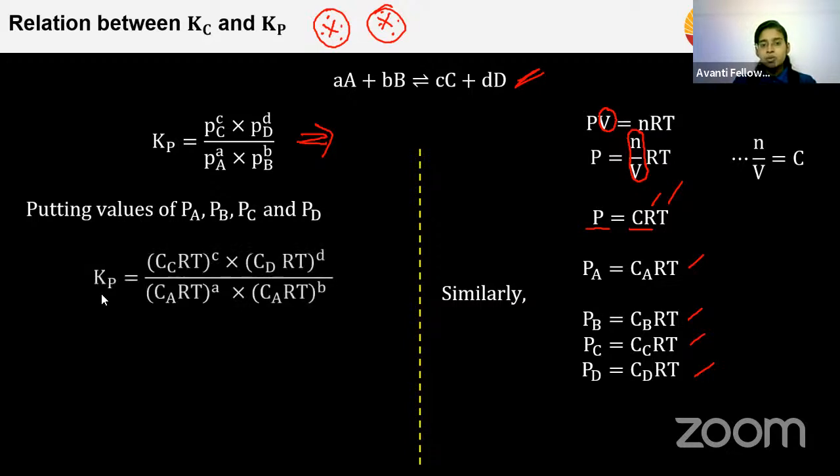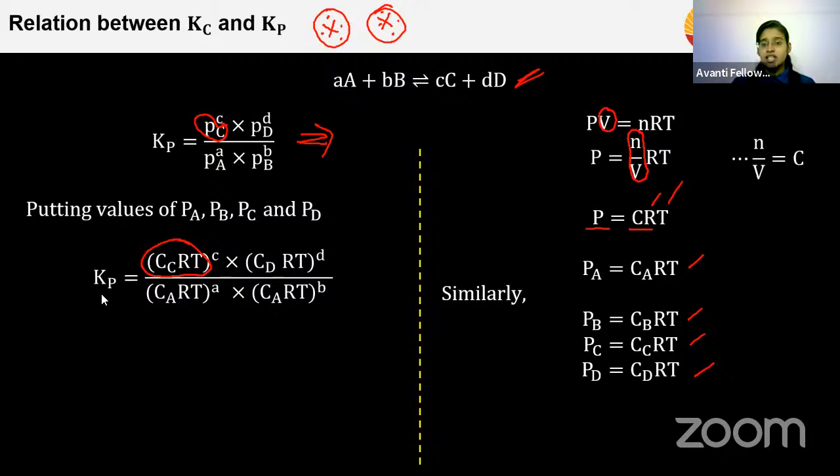If you put them in, you will get a relation like this, right? So in place of this PC, I will have CCRT to the power c. The same way for the other substances also. If you substitute, you will get a relation like this. Now, something is common for all the 4 substances, right? What is it? Which term is common for all the 4? Very good, Rakshita. It is RT.